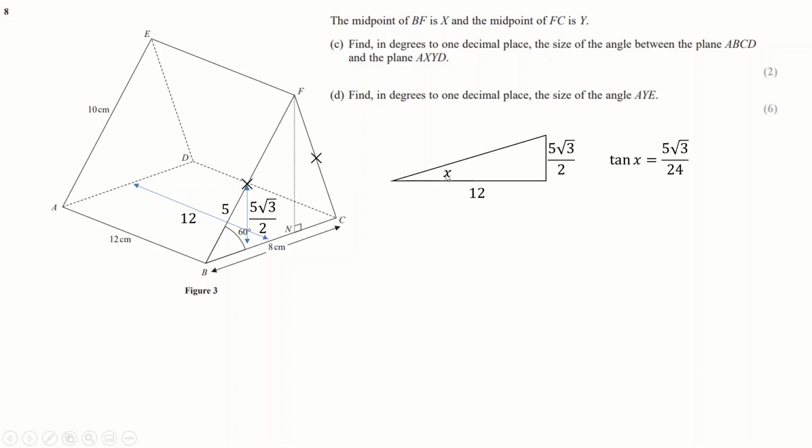And I'm just looking for this x. At this point I do need a calculator. Its tan is this over this, so the 2 times 24 times 12 is 24, and of course we get this angle here. Now part D, find in degrees the size of AYE.